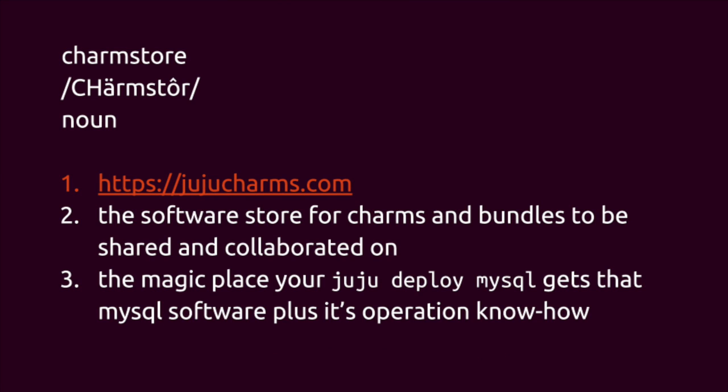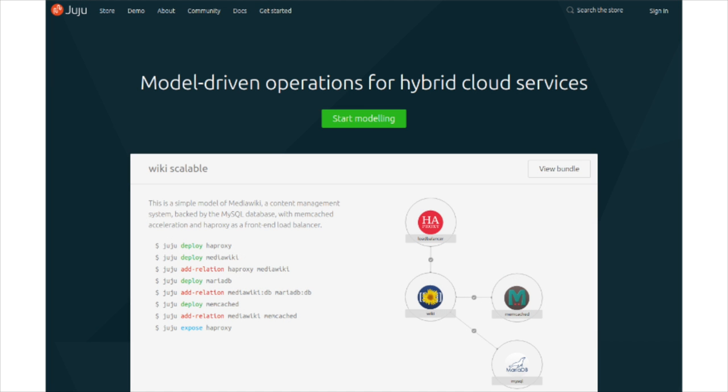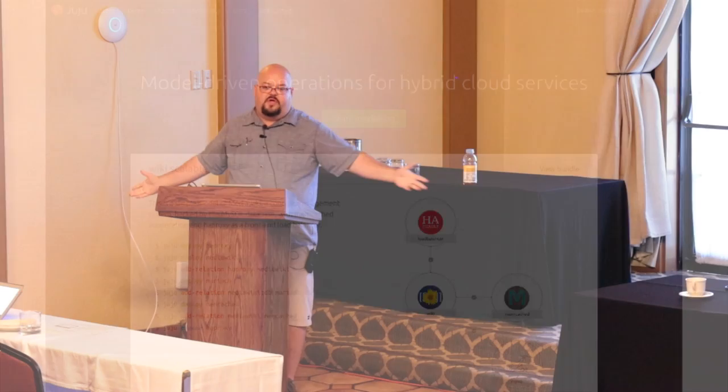So charms and bundles, where do they come from? They come from the charm store. Jujucharms.com is the charm store URL. You'll find documentation there. You can search for existing charms, existing bundles. You have your own namespace. You log in with your SSO credentials. You can upload your own bundles and charms there. You can even do it privately, so you can use it as a resource to publish and maintain the development workflow.